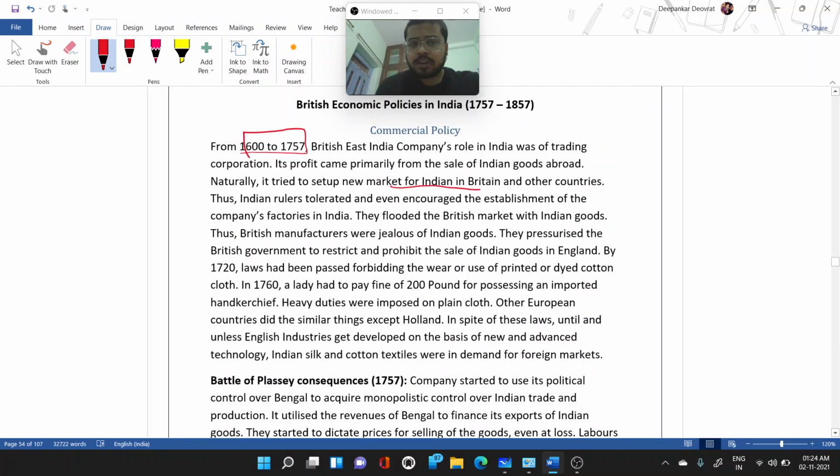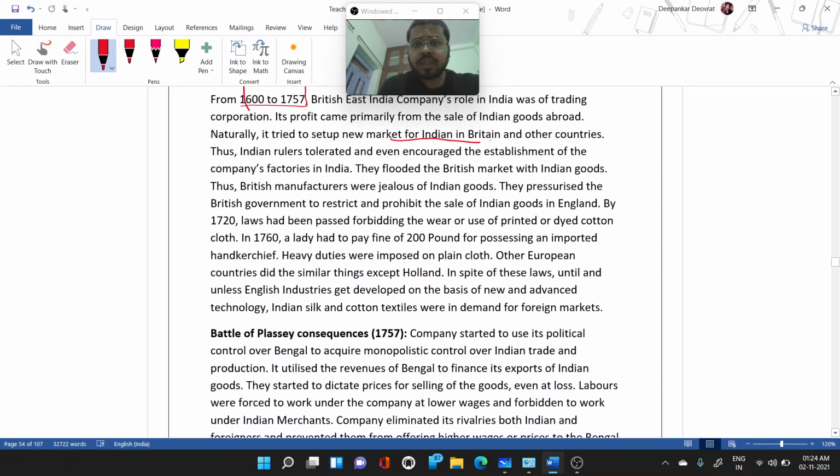They tried to set up a new market for India in Britain and other countries. Thus, Indian rulers also tolerated them and even encouraged the establishment of the company's factories in India. Why? Because they were also getting the profit under it. So why would someone try to stop those things? If you are earning a profit, it's good.